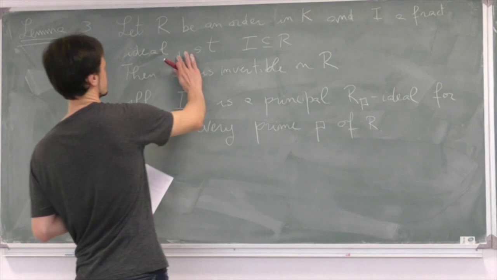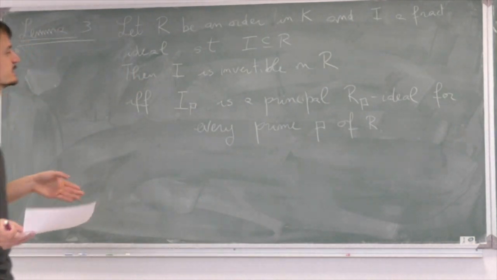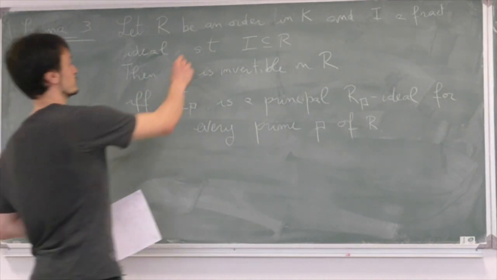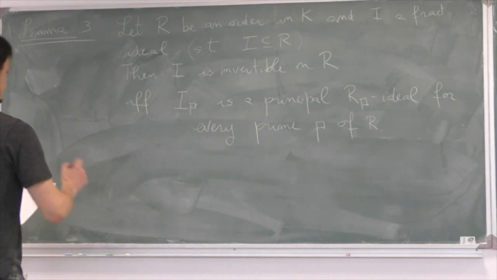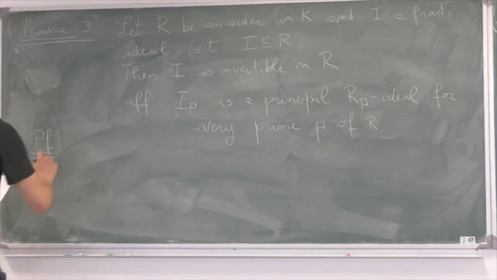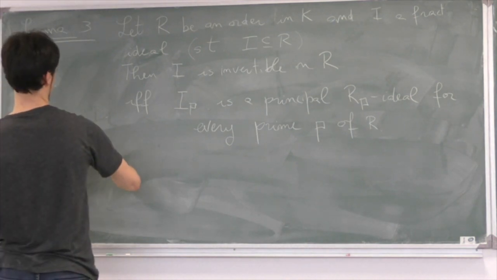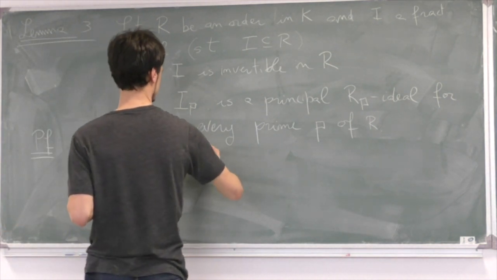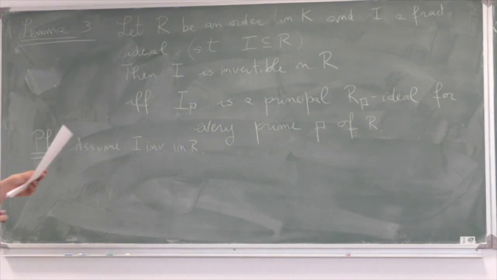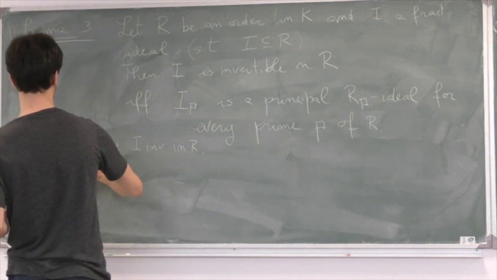In particular, this condition that I is inside R is necessary in order to make sense of this notion. We have not defined what a fractional ideal of a localization is, but a priori one can remove it just by multiplying by an appropriate non-zero divisor. Let me give you a proof. We start by assuming that I is invertible in R. In other words, I times (R : I) is equal to R. This is just the definition of invertibility.